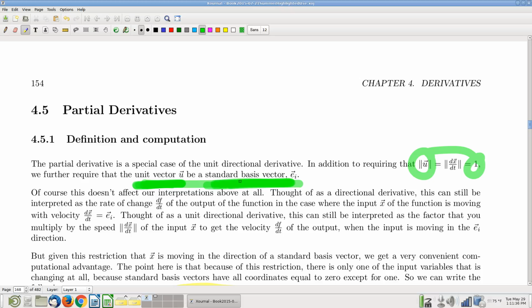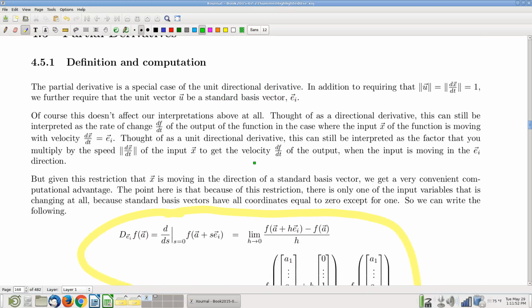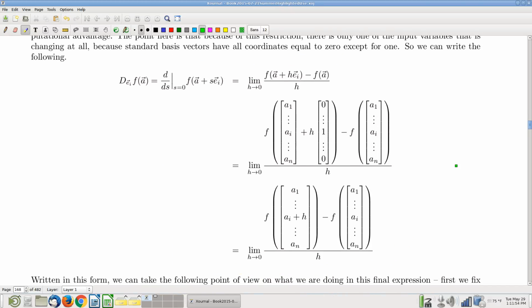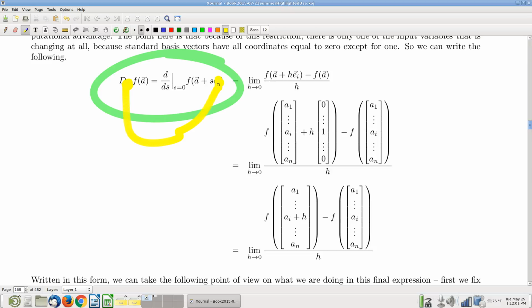Okay, so turns out this is a really interesting special case. If you're looking at a directional derivative, and if your velocity is a standard basis vector, something wonderful happens. Let me show you what that thing is. It's very nice. Here's the calculation. There's your definition of directional derivative. Notice that as discussed, our velocity vector here is the standard basis vector e_i. So there it is, e_i.